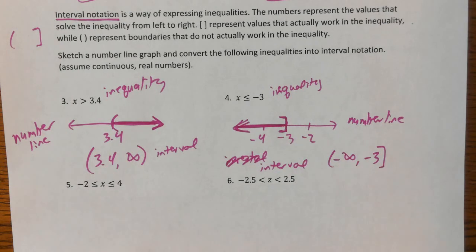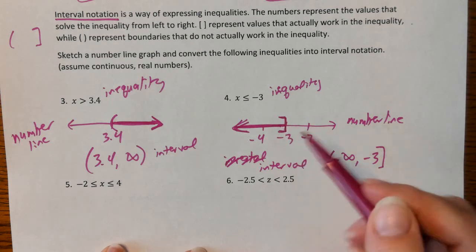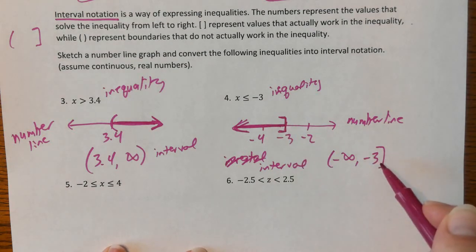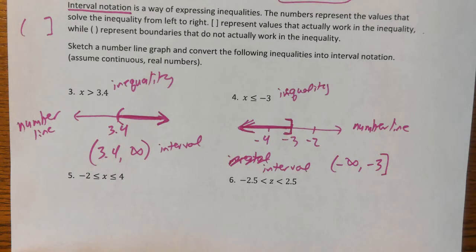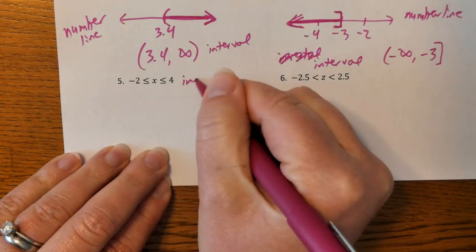And, I'm sorry, let me say that again. If you have an equal to on your inequality, then you have a bracket on your number line and a bracket on your interval. Okay, these are called intervals right here. Okay, next inequality.